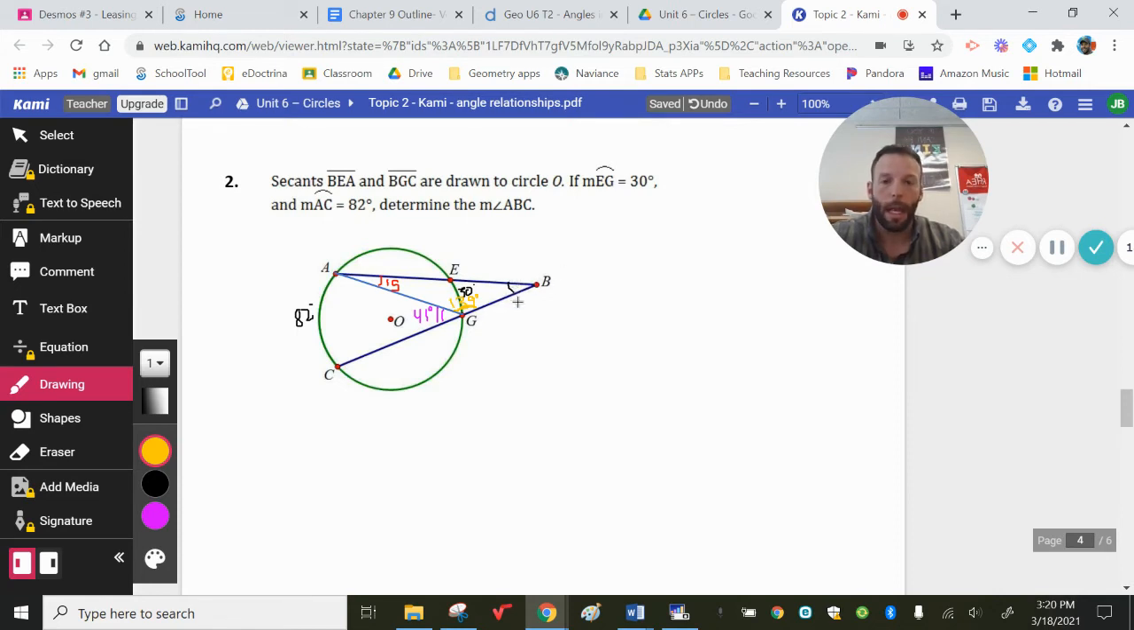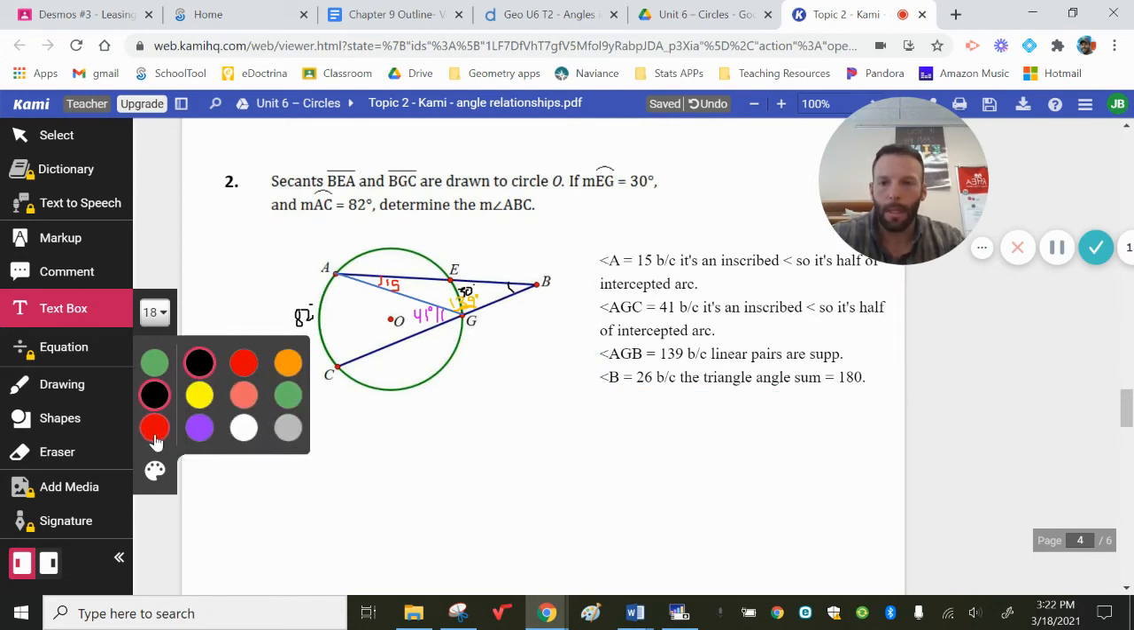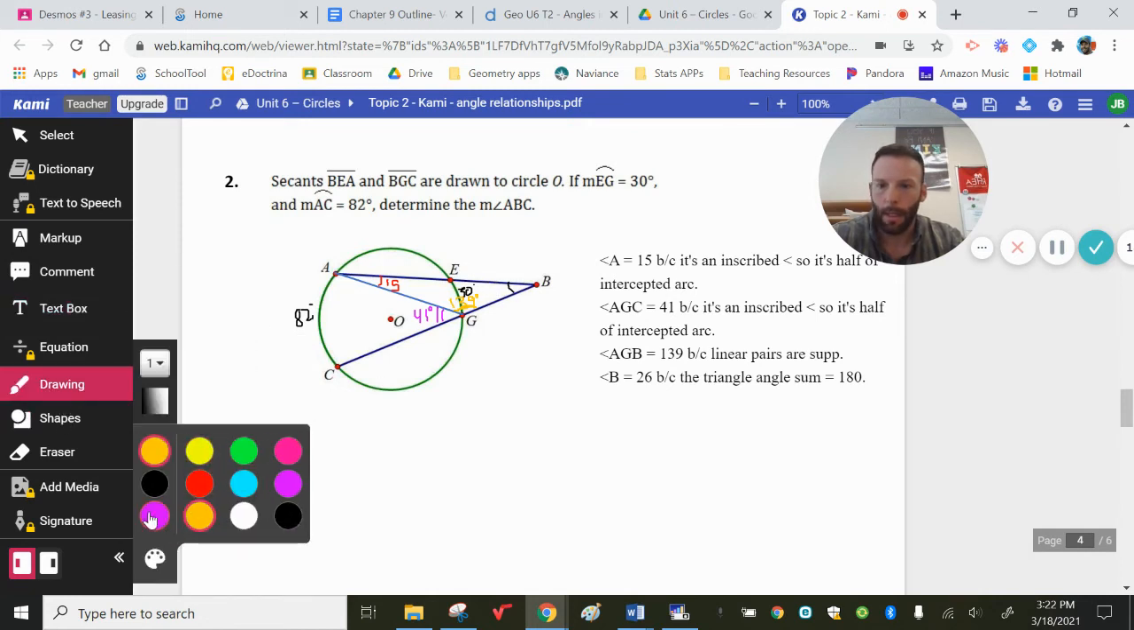Okay, and now I can finally get to the angle that I wanted in the first place, which was the measure of angle B. I can find that because I know 2 out of 3 angles in this triangle. So if I add these two up together, then I can get the measure of angle B. Just to justify each one, we got the measure of angle A because it was an inscribed angle. We got the measure of angle AGC because it was an inscribed angle. AGB was a linear pair to AGC. And finally, the measure of angle B must be 26 because the triangle angle sum is 180. So my final answer is that this angle must be a 26-degree angle.